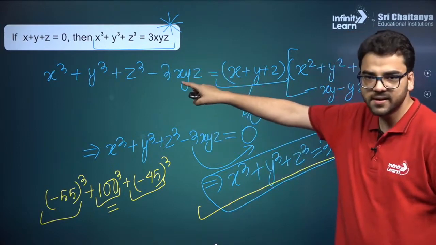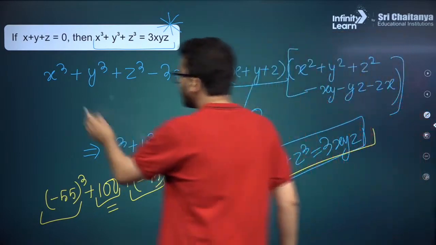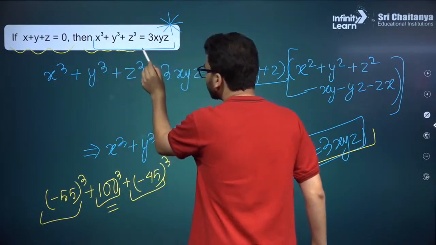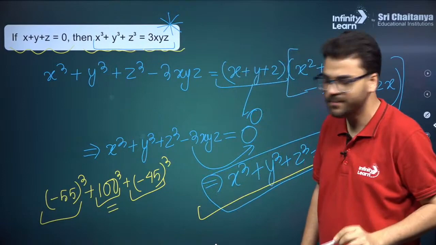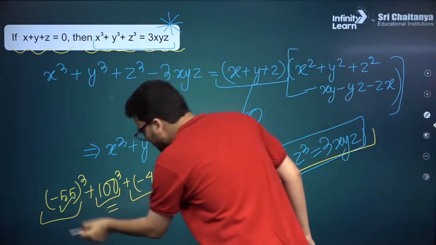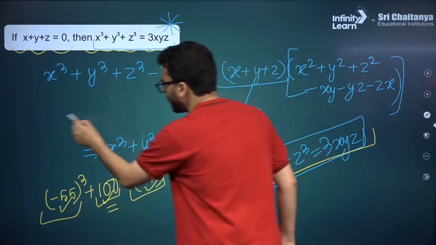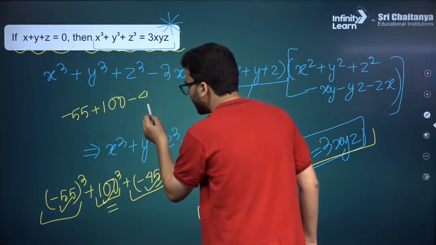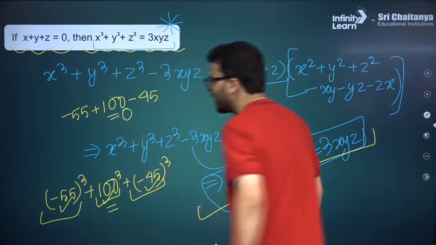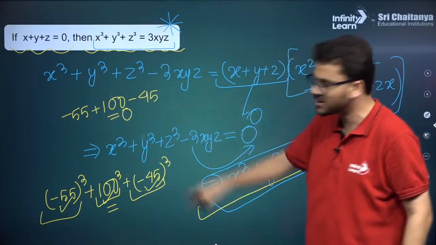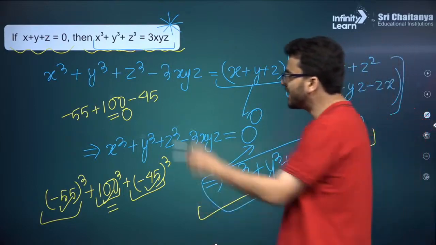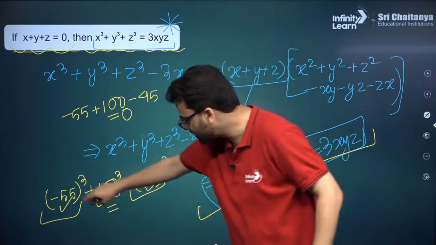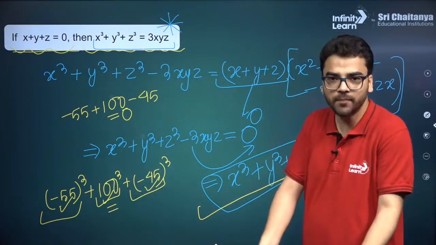See, we have studied this result, we have understood this result, that if x plus y plus z is equal to 0, then x cube plus y cube plus z cube is equal to 3xyz, right? So you see, what are these values? Minus 55, 100 and minus 45. What is the value of minus 55 plus 100 minus 45? Isn't it equal to 0, guys? So it means it is of this form, x plus y plus z is equal to 0. So therefore x cube plus y cube plus z cube has to be 3xyz only.